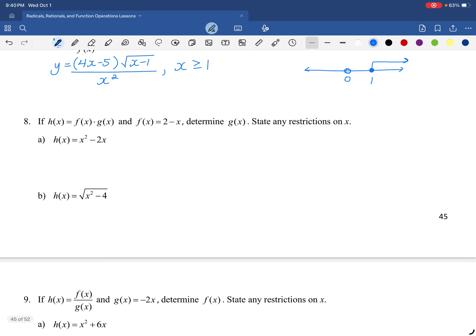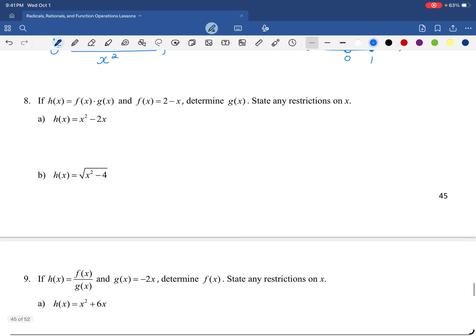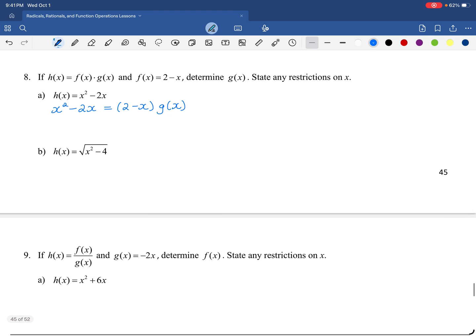Okay. And number 8 here. So it says if h of x is the product f times g, and f is given as a linear function 2 minus x, our job is then to determine g, stating any restrictions on x. Okay, so here we go. So h of x, I'm going to write down as x squared minus 2x. This is equal to f, which is given as 2 minus x multiplied by g of x. So do you guys see how all we're doing to get g of x is dividing that binomial over?